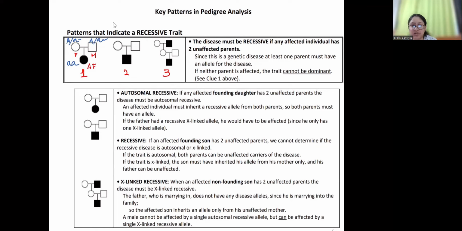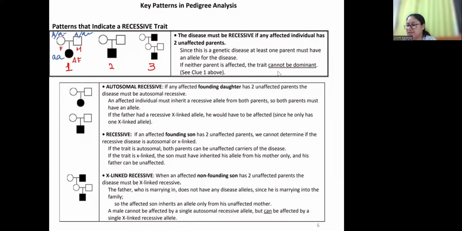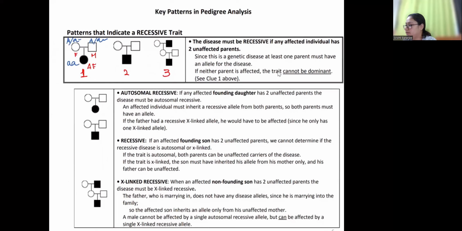Also, if neither of the parents is affected, the trait cannot be dominant. So we have already seen that if neither is affected, the trait cannot be dominant. So it's recessive. This is how a recessive trait is happening here. Now, even in this case, you see, this is a male that was affected.